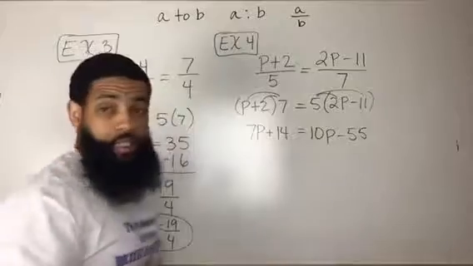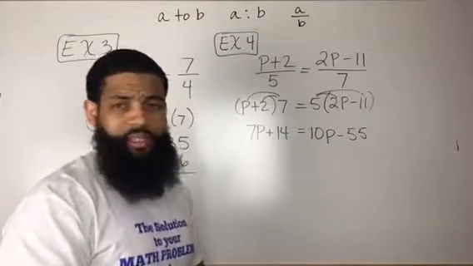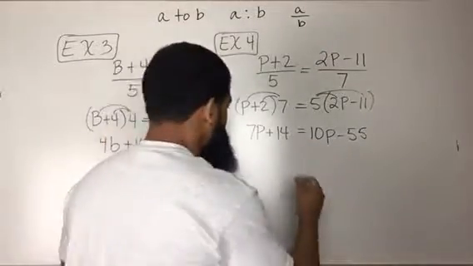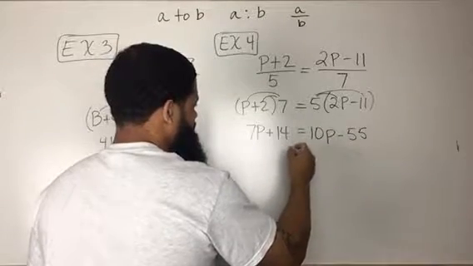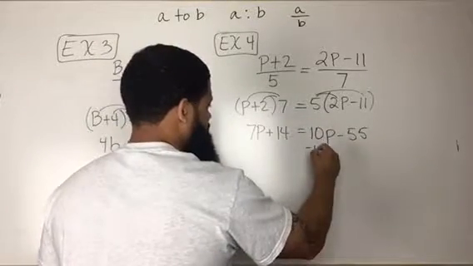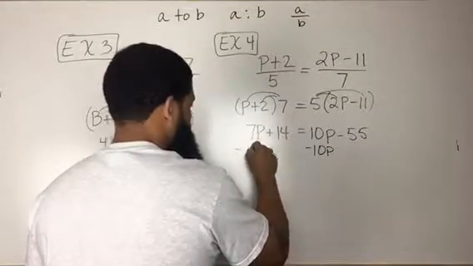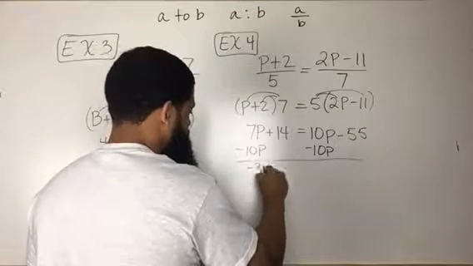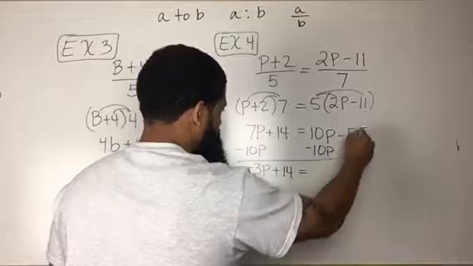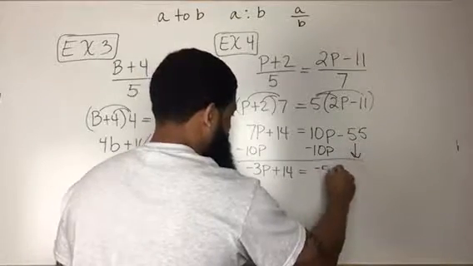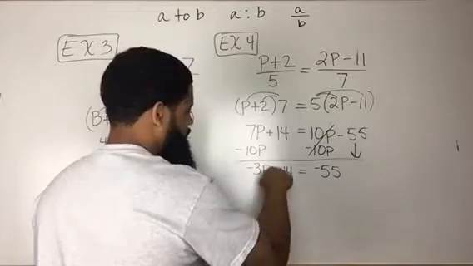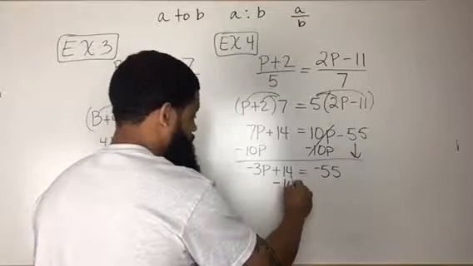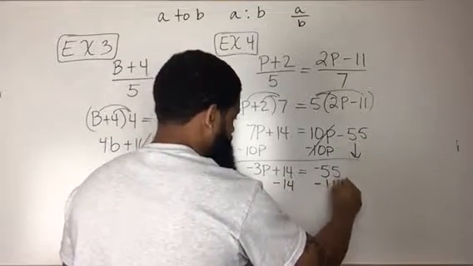Okay, so now we just need to get the p terms on the left side or the right side. It doesn't matter. It's up to you. I like my variables on the left. And then we get the constants on the right by using inverse operations. So the first thing I'm going to do is take the 10p to the left side, so I'm going to subtract 10p from both sides. Notice I'm lining up my like terms. So this gives me negative 3p plus 14 is equal to negative 55, which I just bring down because those canceled out. And now I'm going to take this plus 14 to the right side by subtracting it. The opposite of adding 14 is subtracting 14.